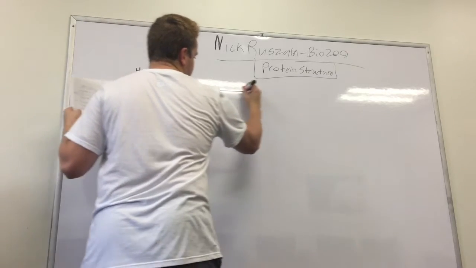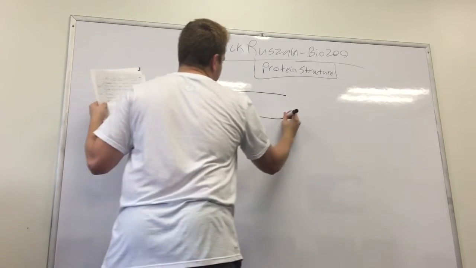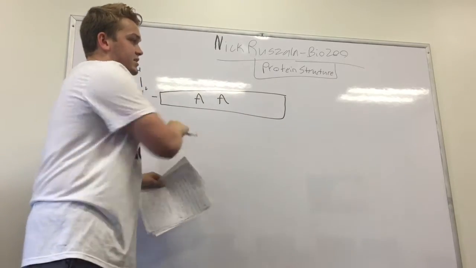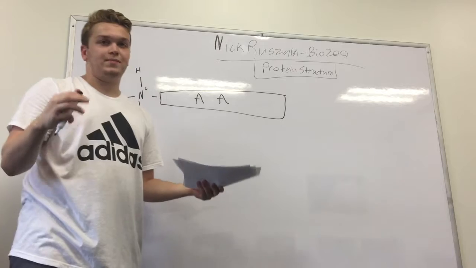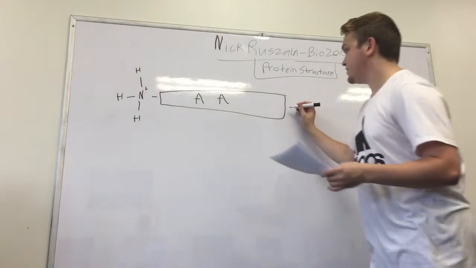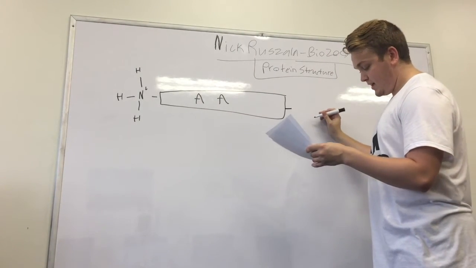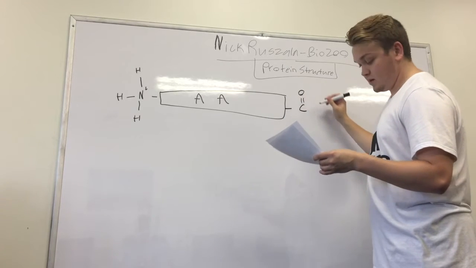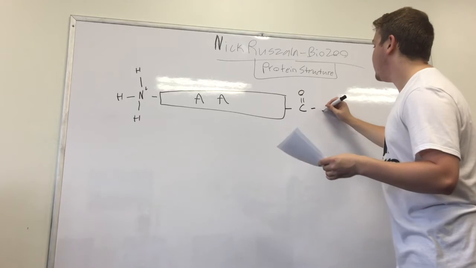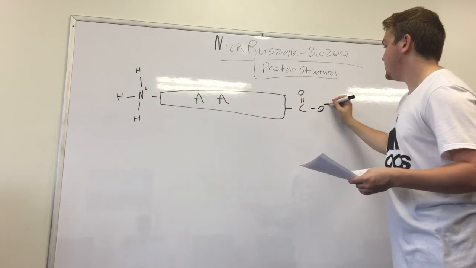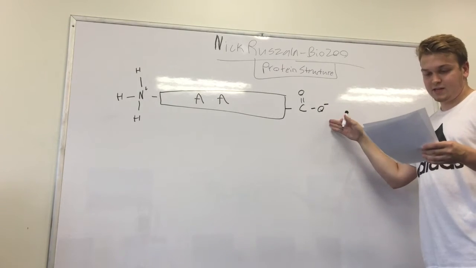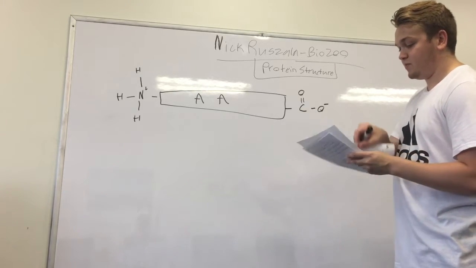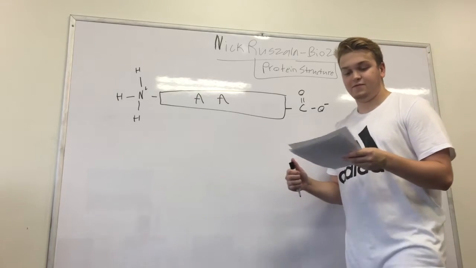And this connects to a chain of amino acids. I'll just write A for amino acids. And this is just a chain of amino acids that are joined together by peptide bonds. And on the other side of these chains is a C-terminus group, which is a carbon double bonded to an oxygen, and then with a negatively charged oxygen hanging off the side. Now this is basically a drawing of the first type of structure of a protein, the first level.